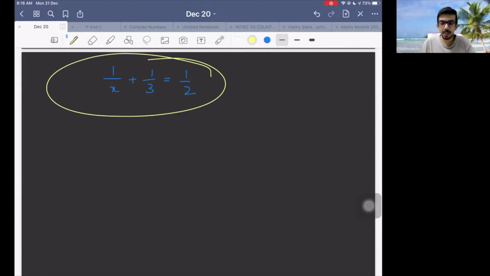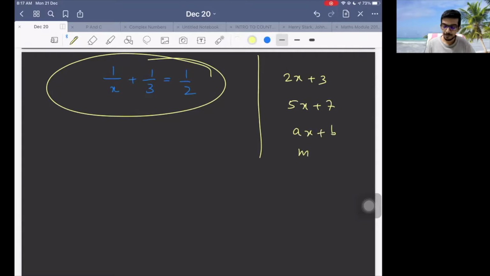Does this have linear expressions? No, obviously no. Because you have expressions in the denominator. A linear expression will always look like 2x plus 3, 5x plus 7, ax plus b, mx plus c, right? This is how a linear expression will look, and a linear equation will look like one simplified. So in this case, at first glance, this may not look like a linear equation, but if you do some manipulations, you can convert them into linear equations.